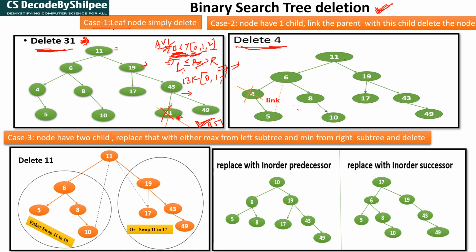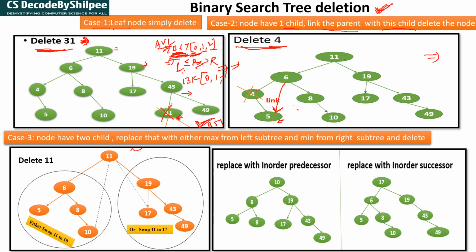For that situation, you make the child of the 4 the child of its parent. So now 5 becomes the child of 6, and then after that you delete 4. Case 2 says that if a node is having one child, link the parent with this child. First we link 5 to 6, and then we delete the 4. So this is the second case of binary search tree deletion.